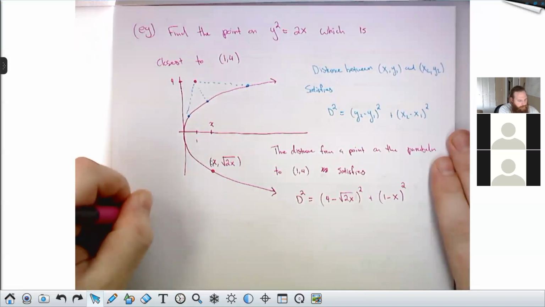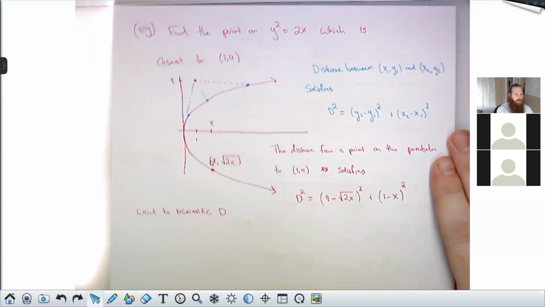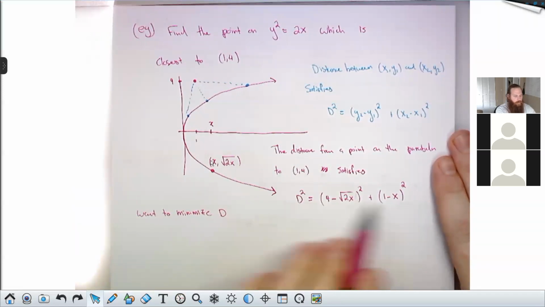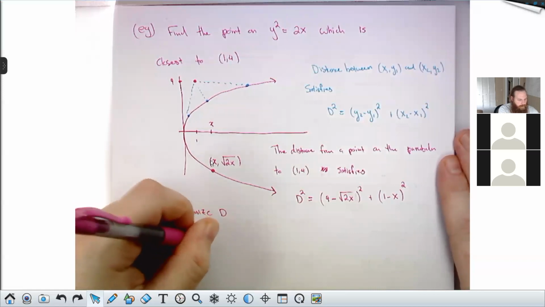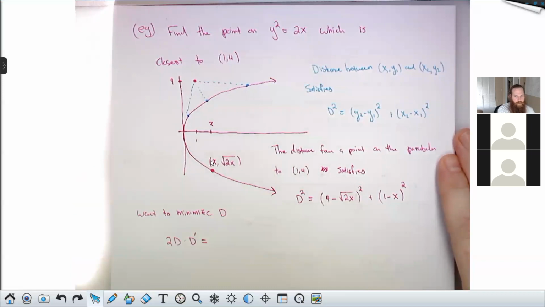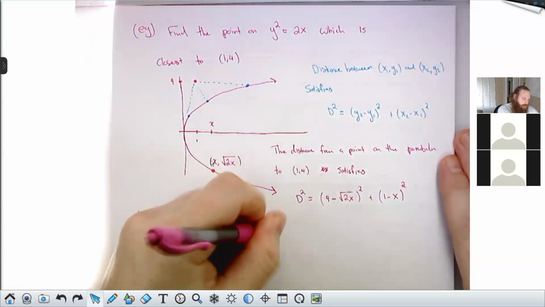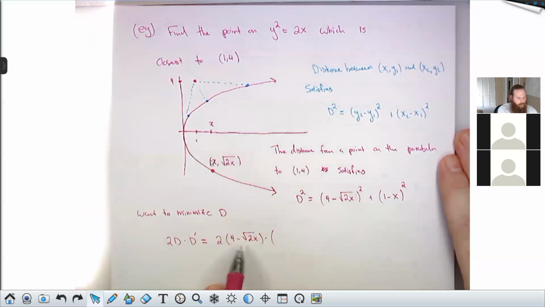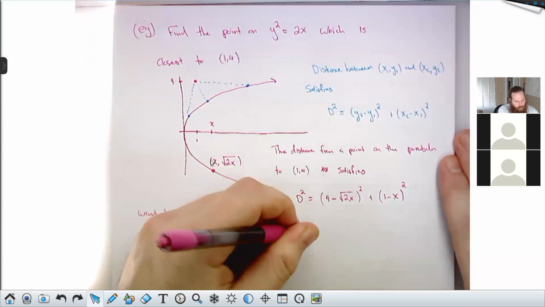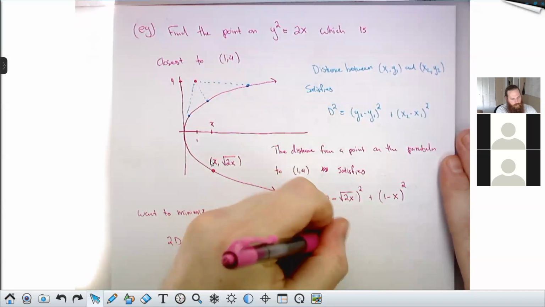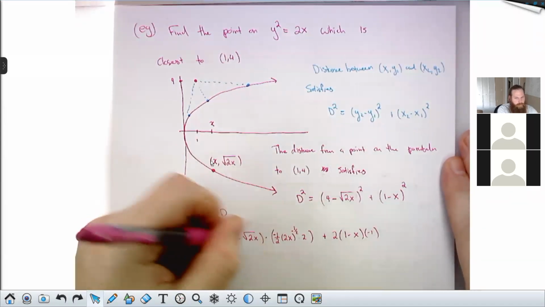So I want to minimize the function d. To do that, I'm going to differentiate through here implicitly. And I get 2d times d prime on the left. On the right-hand side, I'll get 2 times 4 minus the square root of 2x times the derivative of the inside here. The 4 differentiates to 0. The square root of 2x, that requires the chain rule. That's 1/2 2x to the negative 1/2 times 2 plus 2 times 1 minus x times negative 1. Oh, this should also be negative, sorry, because we're subtracting inside there.